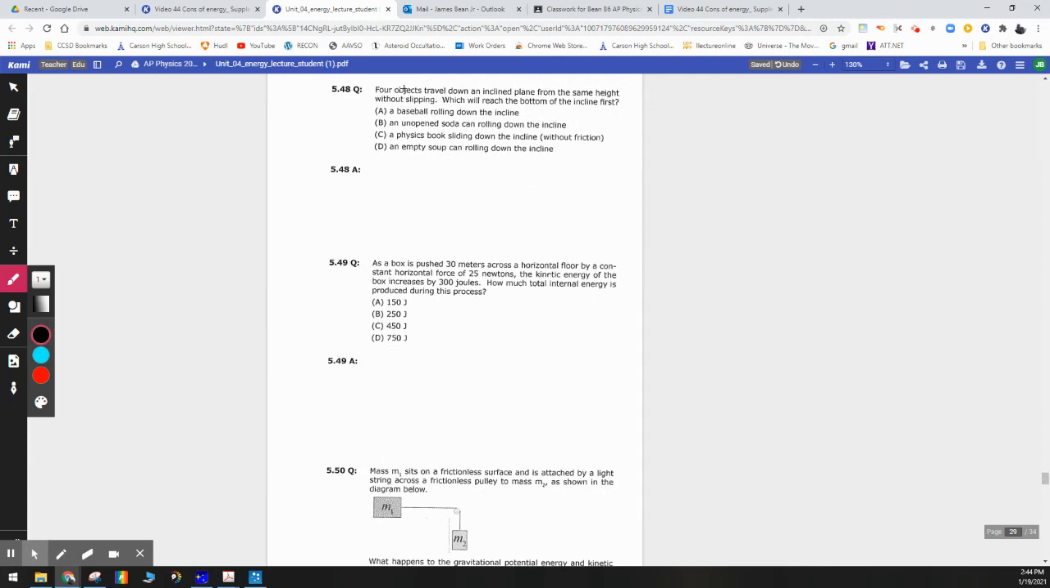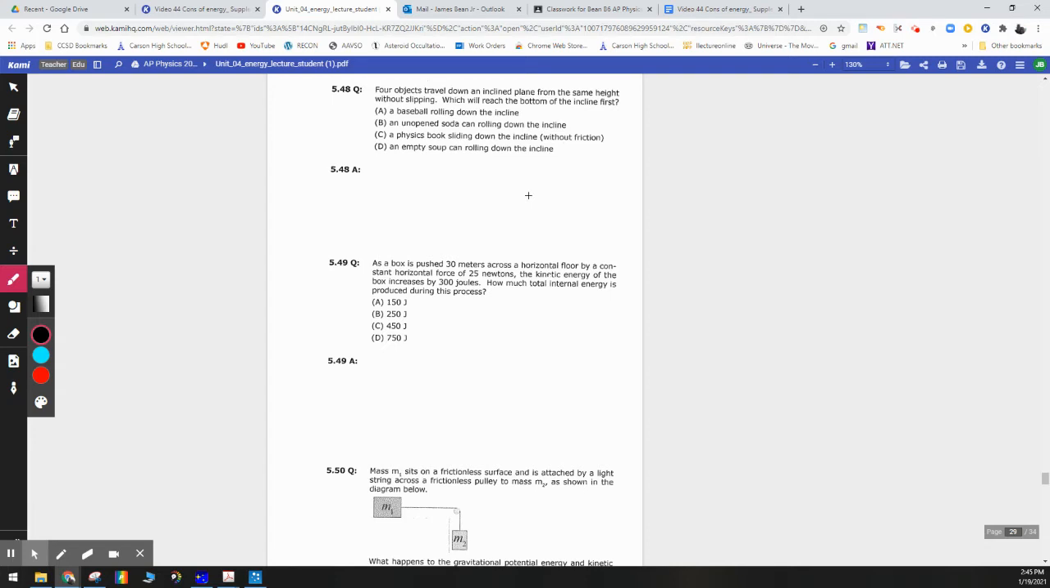5.48. Okay. Four objects travel down an inclined plane from the same height without slipping. Which will reach the bottom of the incline first? Okay. A baseball rolling down the incline, an unopened soda can rolling down the incline, a physics book sliding down the incline without friction, an empty soup can rolling down the incline.